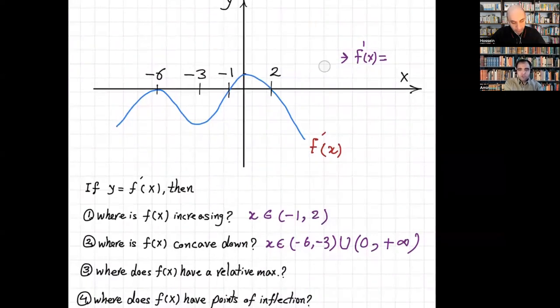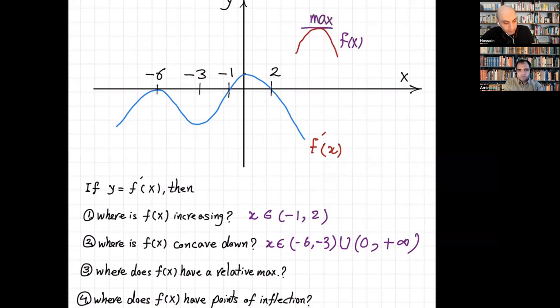The third question, where does f of x have a relative maximum? Okay, let me delete. So again, please have another sketch of f of x. Okay, f of x relative maximum. So relative maximum is something like this. So this is my f of x, and this is the relative maximum.